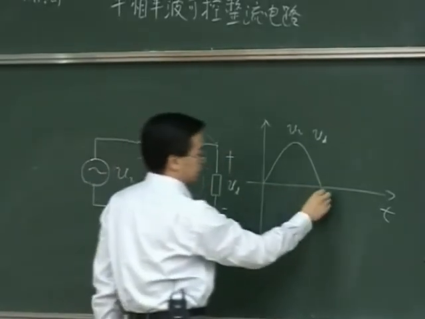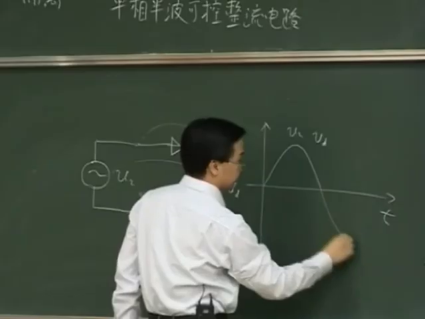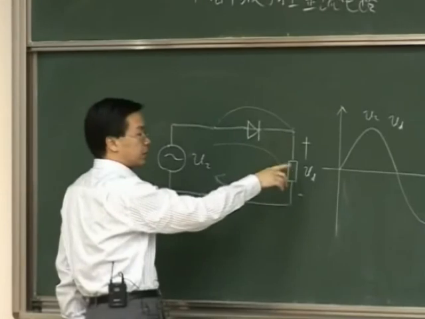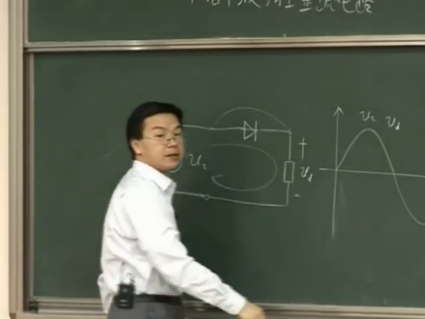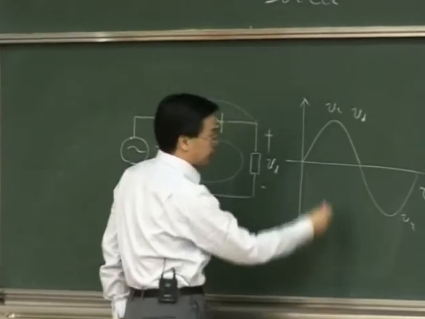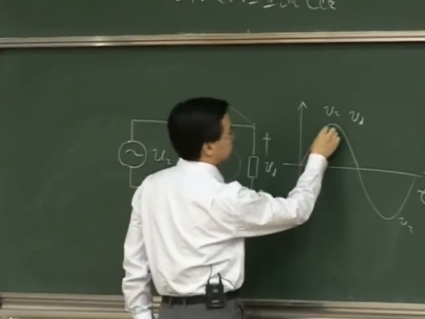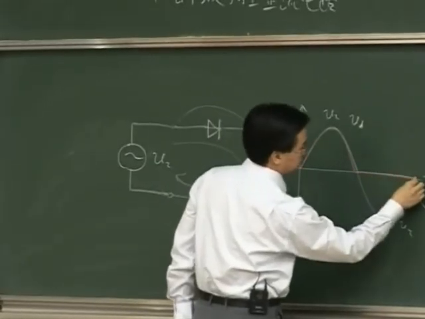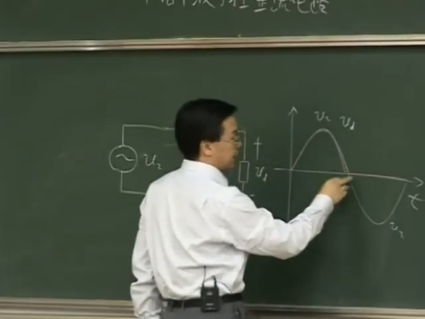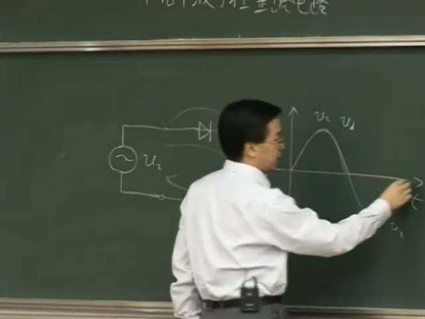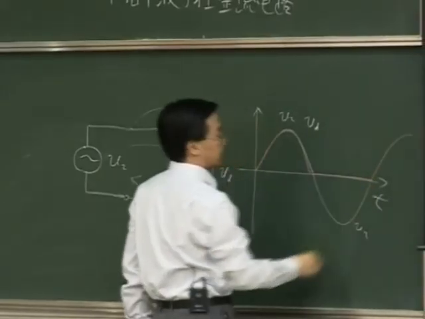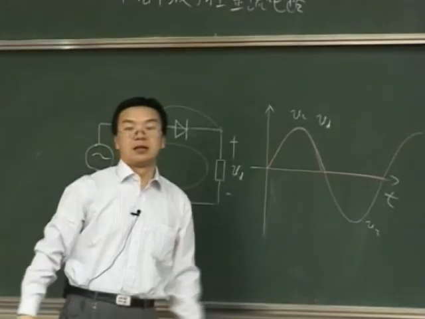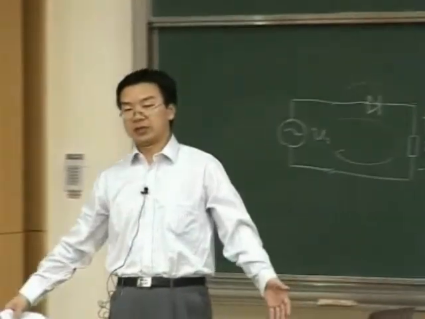But when the input voltage is negative, this is U2, the diode will be blocking, no current flowing through. Therefore, the load voltage will be zero. Okay? Therefore, the load voltage will be positive, same as the input voltage. And when the input voltage is negative, the output voltage will be zero. Then the next cycle comes, positive again, and when the input voltage is getting negative, the output voltage is zero. So that's very simple.